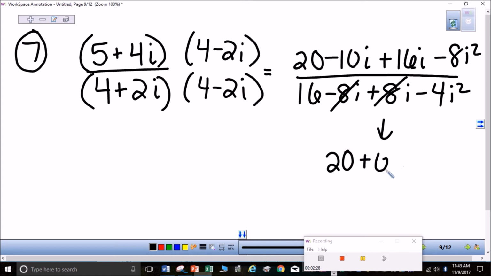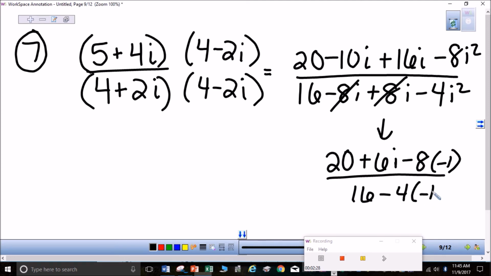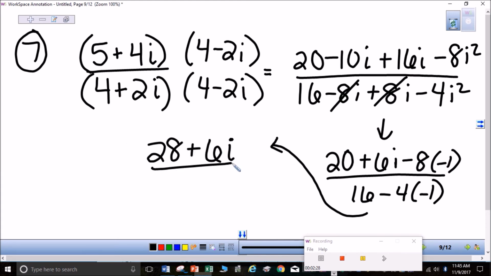Okay, so across the top, it looks like we put the -10i plus 16i together. On the bottom, 16 minus 4 times -1. Oh, and then also on the top, the i squared turns into a -1. So that's really 20 plus 8. So we have 28 plus 6i. On the bottom, that's going to turn into 16 plus 4. So that's 20.